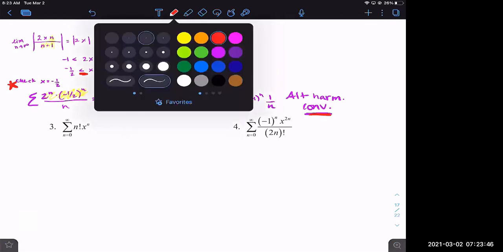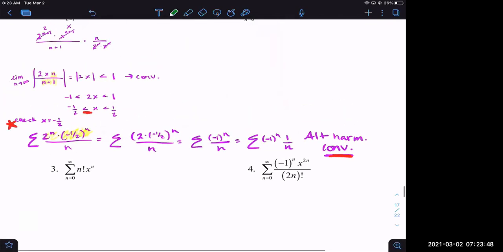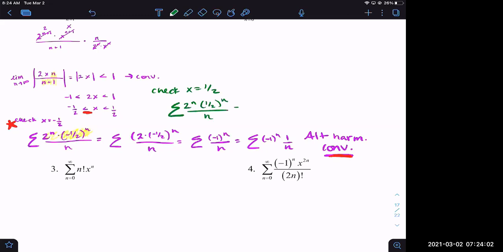So now the other endpoint is 1/2. I'm going to check what happens when x equals +1/2. So I'm going to rewrite the series. It's very similar. I've got the sum of 2 to the n, but now it's 1/2 to the n over n. If we simplify this, I'm going to do the same idea. They're both being raised to the n. 2 times 1/2 is what?